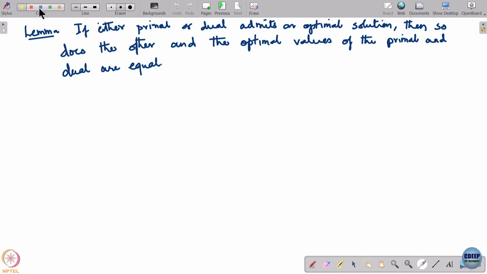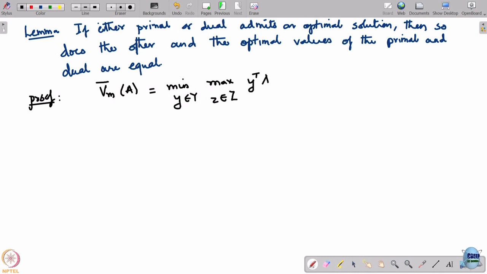So let's start off with the proof. Let's start off with V M upper bar. This is min over y in capital Y, max over z in capital Z, y transpose Az. And remember, we argued that this is actually the same as min over y in capital Y, max over j of y transpose A j.